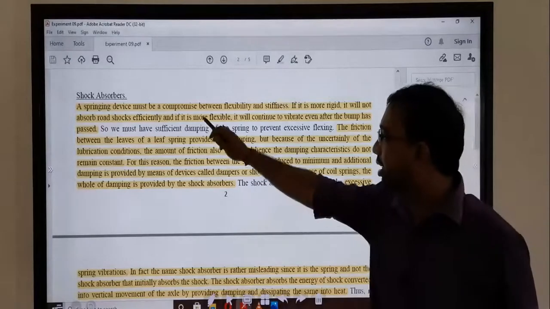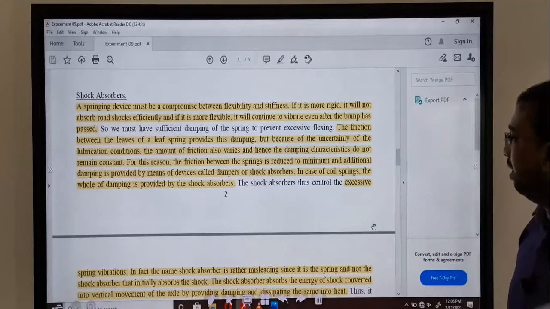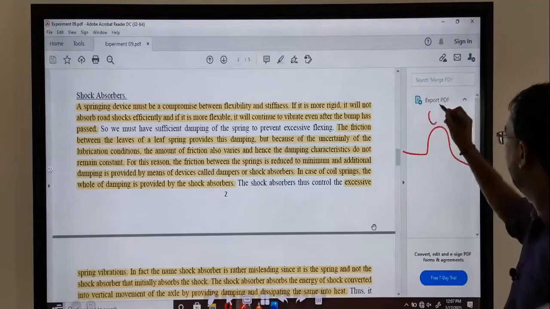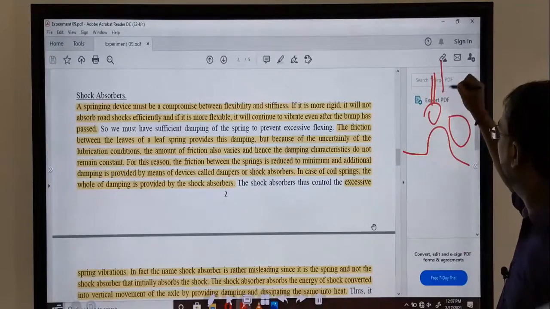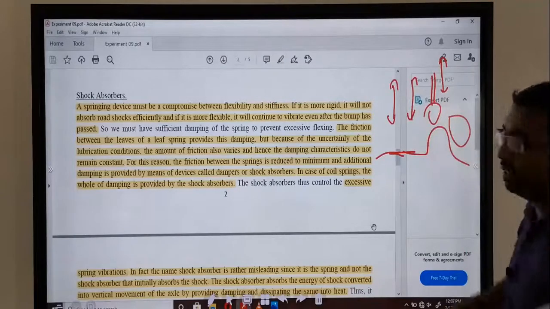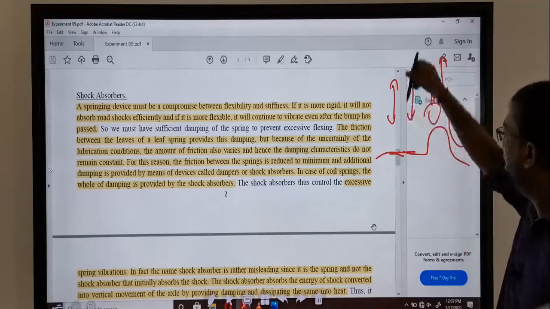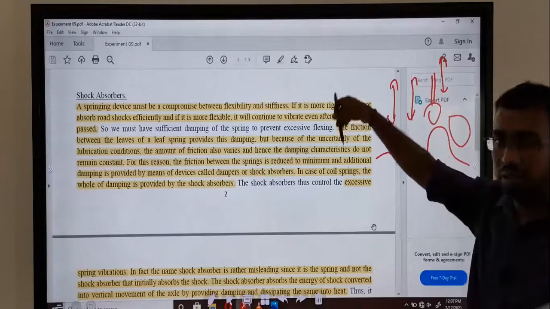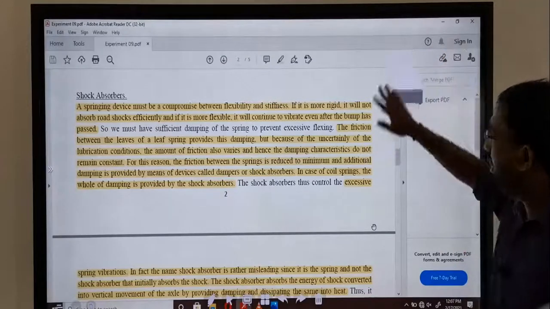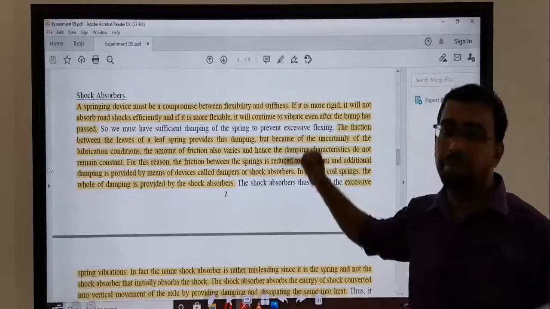But if it is more flexible, it will continue to vibrate even after the bump has passed. For example, the vehicle passes through a bump, and that time the shock absorber is working up and down. After the bump, there is some resilience, so the spring is still working for some time because it is more flexible. So we have to maintain the correct level between flexibility and stiffness.